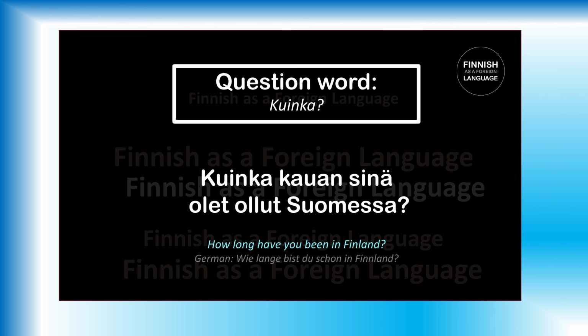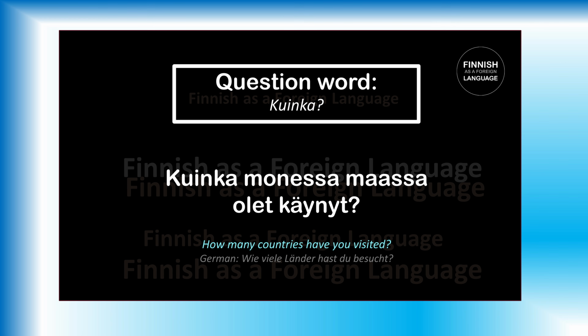Kuinka kauan sinä olet ollut Suomessa? Means how long have you been in Finland? So kuinka kauan means how long. Sinä olet ollut means you have been. And Suomessa means in Finland. So sinä olet ollut here shows that the action started in the past and is still ongoing. This is, by the way, the perfect tense. So let's repeat again. Kuinka kauan sinä olet ollut Suomessa? How long have you been in Finland? Let's have another example. Kuinka monessa maassa olet käynyt?